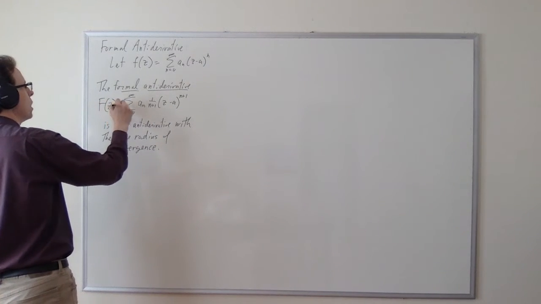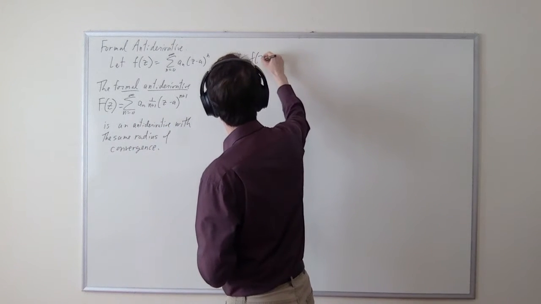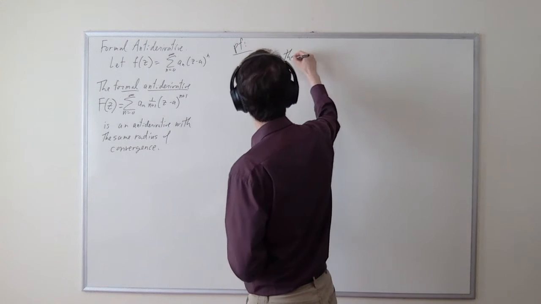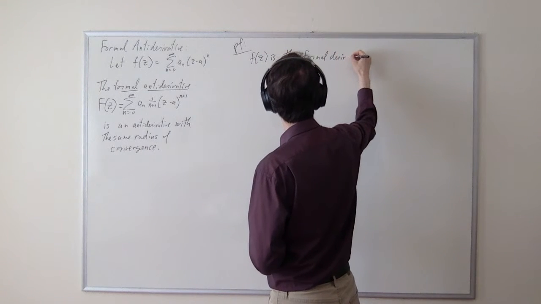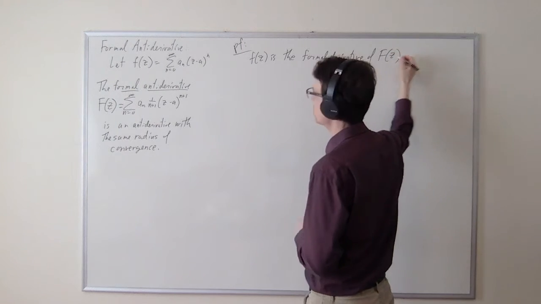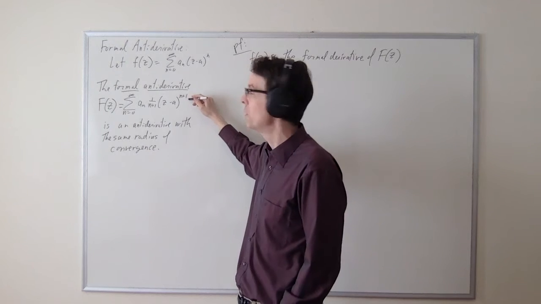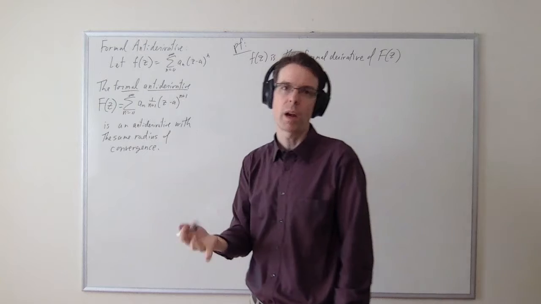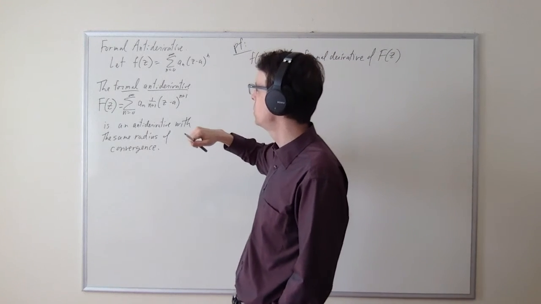So the secret here is that if you calculate the formal antiderivative this way, then, and this is the proof, f of z is the formal derivative of capital F of z. In other words, if you were to calculate the formal derivative of this, then the n plus 1s would cancel and you would get this, right? Because you calculated the formal antiderivative that way. So the formal derivative would yield f of z.